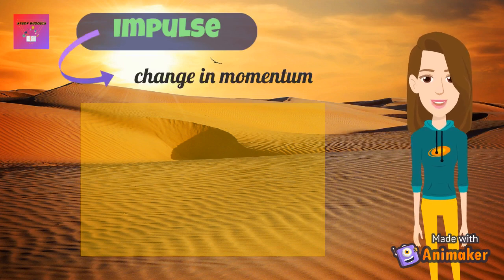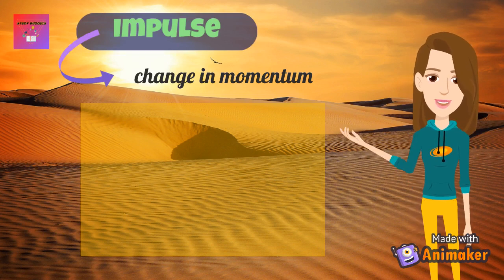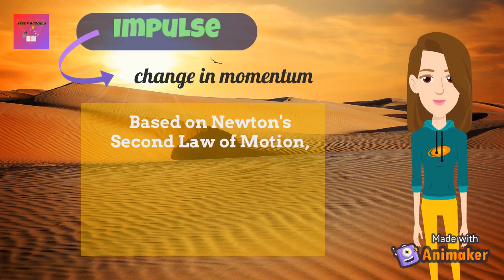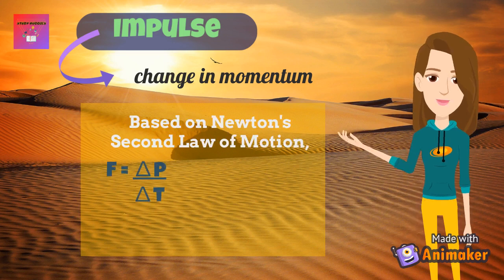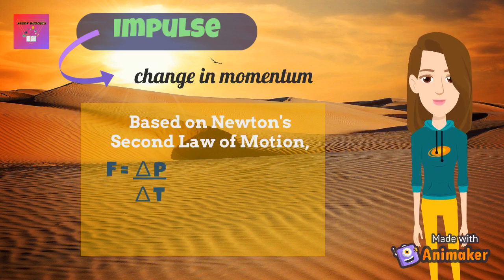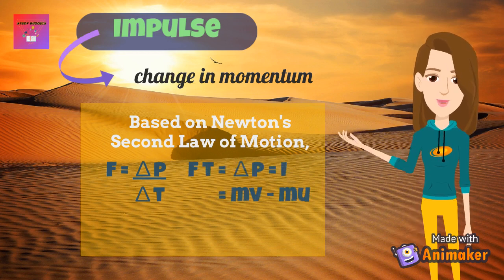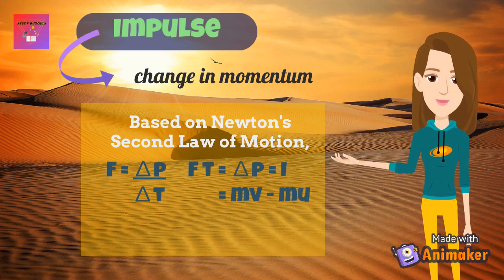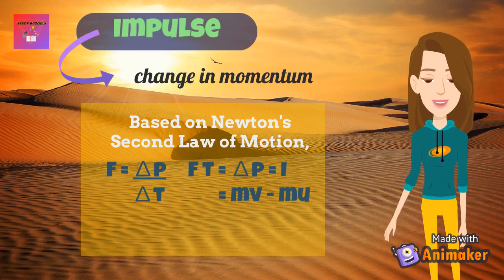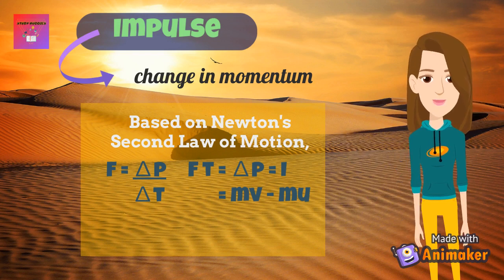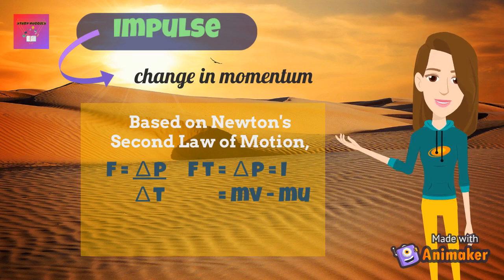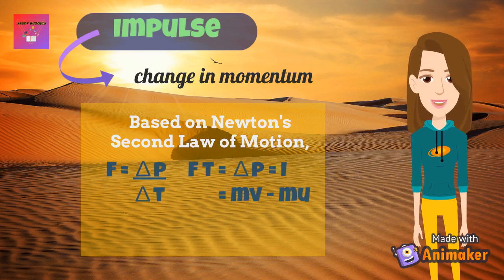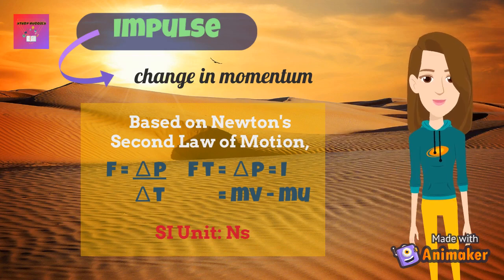Impulse can be defined as change in momentum. So why do we define it so? Do you guys still remember Newton's second law of motion's equation, which is F equals to change in P over t? When you bring the t to the other side of the equation, you will get Ft equals to change in momentum. This is also equal to I, as I is the symbol of impulse. For your information, change in momentum is also equal to mv minus mu. The SI unit of impulse is Newton second.